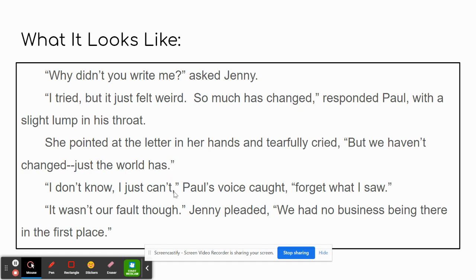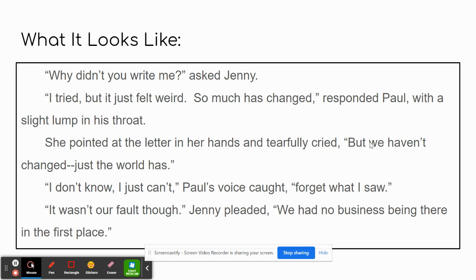inside the quotation marks. And when you see a quote being introduced, like right here, Paul's voice caught, and then I have the rest of the quote, I use a comma to introduce it. I also did that here when I used cried, comma, and then I have the quote.